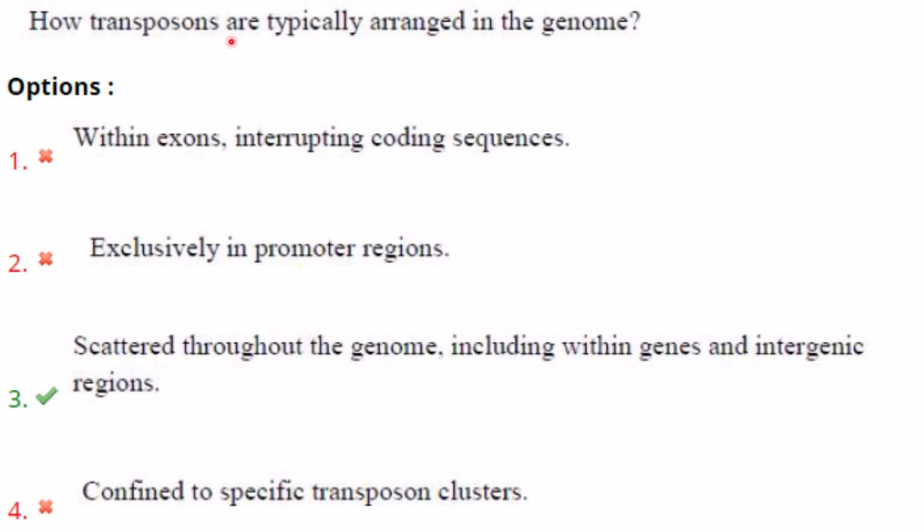Then how are transposons typically arranged in a genome? They are just scattered in the genome. Within exons, no, they are found also in exons or interrupting coding sequences. Exclusively in promoters, no. Scattered throughout the genome, including within genes and intergenic regions, yes. Confined to specific transposon clusters, no.